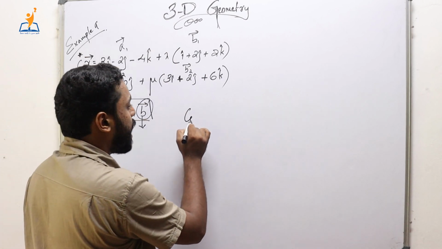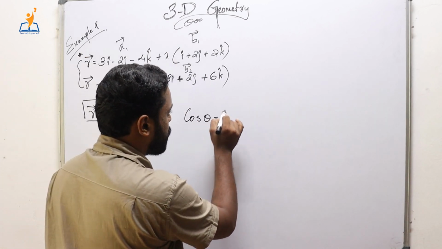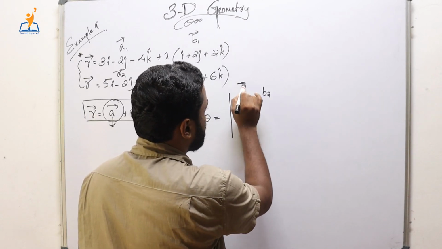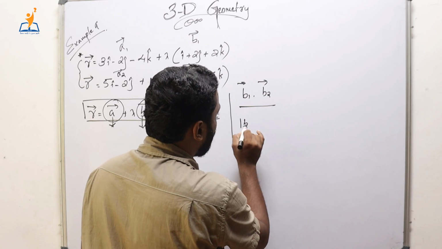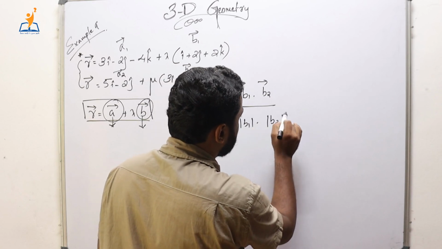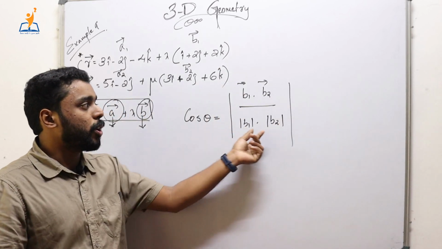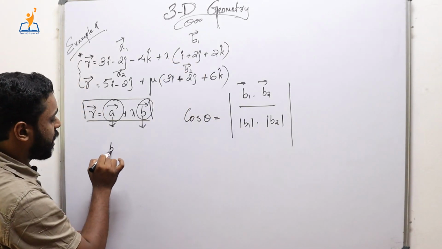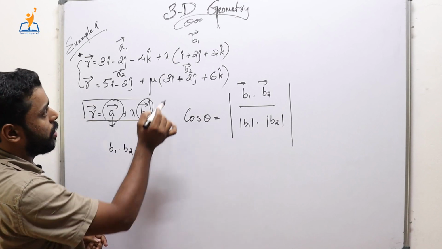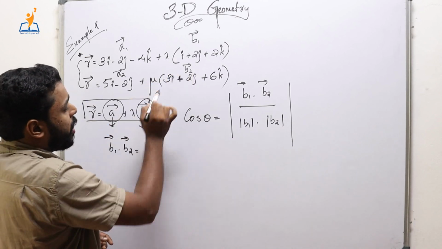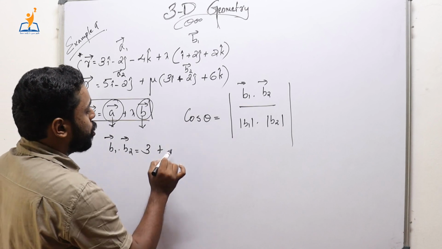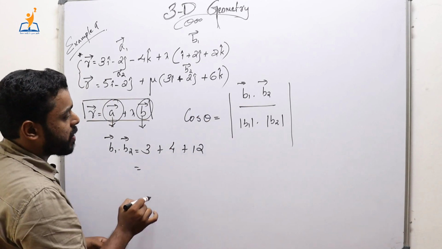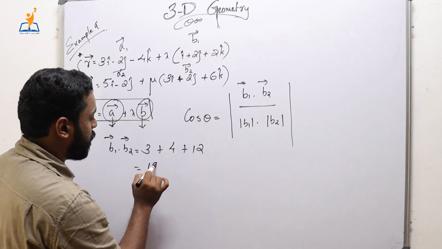So we know that the angle between two vectors B1 and B2 is given by the modulus of B1 dot B2 divided by mod B1 into mod B2, isn't it? We used the formula of dot product here. Now, what is B1 dot B2? B1 dot B2 is equal to 1 into 3, which is 3, plus 2 into 2, which is 4, and 2 into 6, which is 12. 3 plus 4 is 7, and 7 plus 12 is 19.